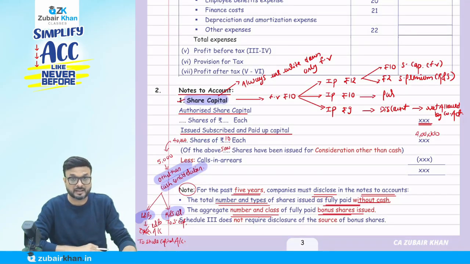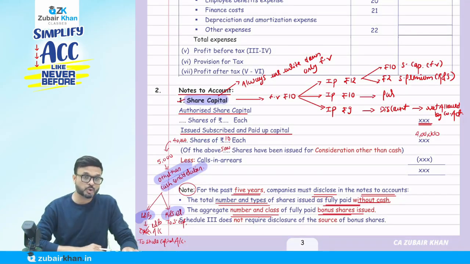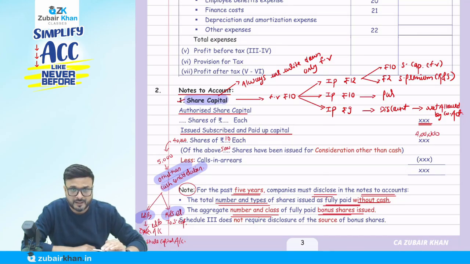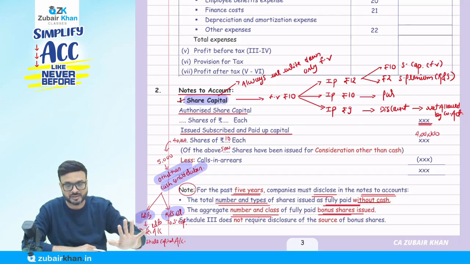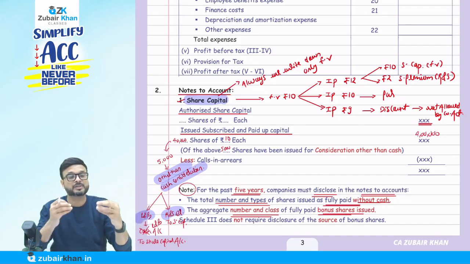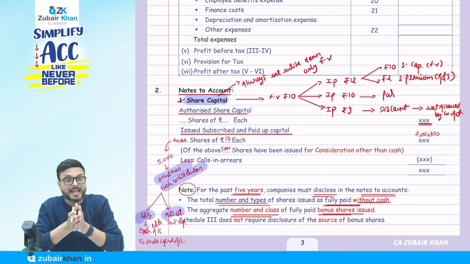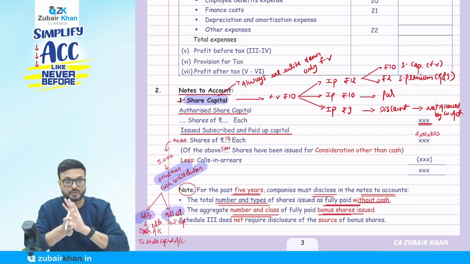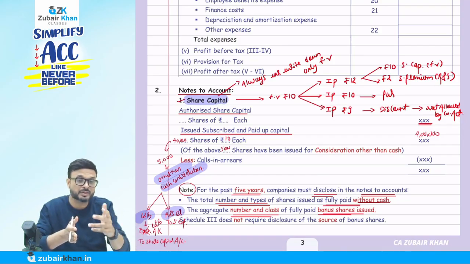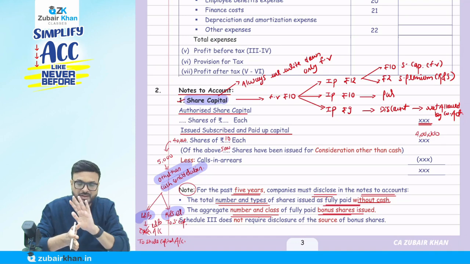Basically, they're telling us that if we have issued any shares other than cash consideration, does that mean for the whole life of the company, every time we have to mention this number of shares issued other than cash consideration? The answer is no. Suppose I am preparing the balance sheet today, and in the previous 5 years I have issued any shares other than cash consideration, then only we have to disclose them separately. Otherwise, there is no need.